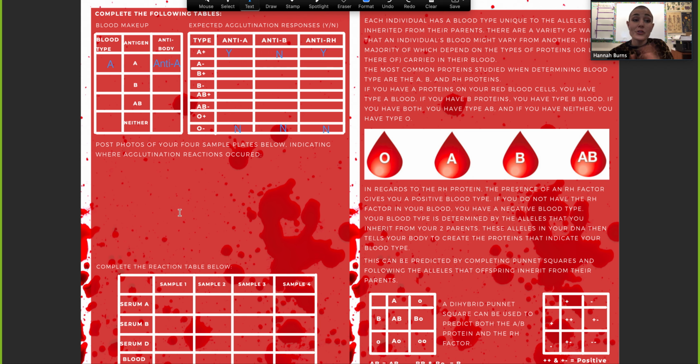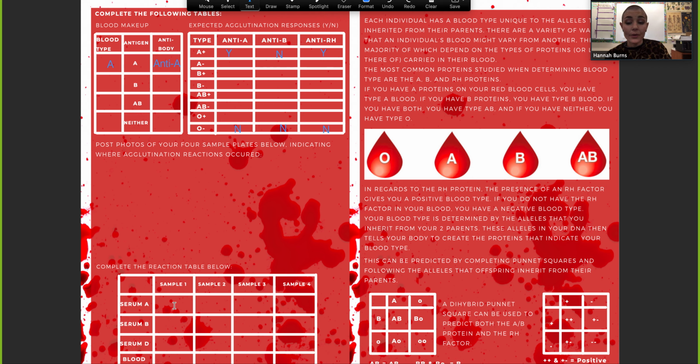This question is just a matter of posting pictures of your sample plates. You can either take them if you did the lab in class, or you can use the lab video and take screenshots there. And then when you're completing the reaction table, same thing as up here. You're just telling me whether or not you saw a reaction with the three different serums. So serum A has A antibodies, serum B has B antibodies, and serum D has Rh antibodies.